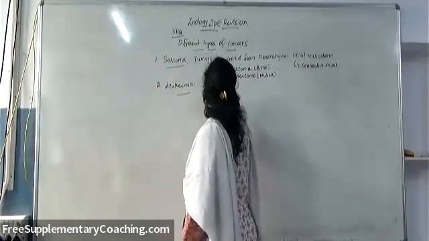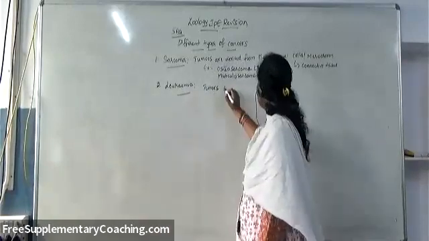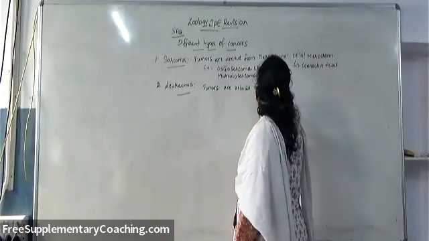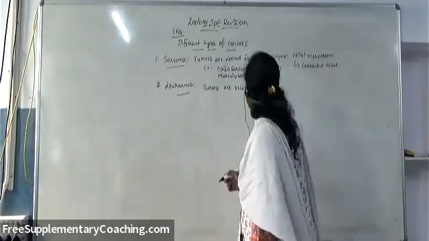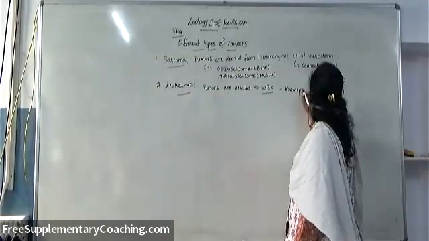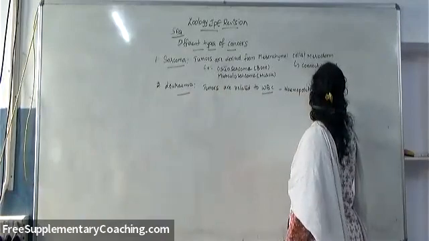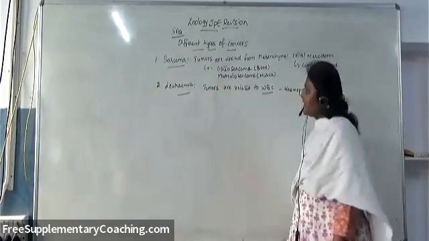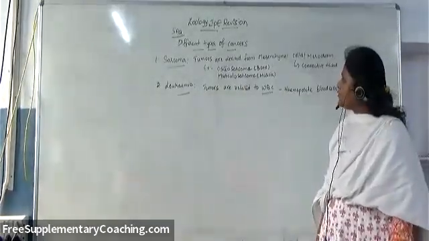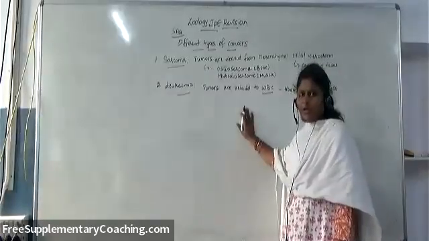So leukemia, if the tumors are related to WBC, that means white blood cells. White blood cells are a type of hemopoietic blood cells. So if the tumors are related to hemopoietic blood cells, then such kind of tumors are called leukemia.